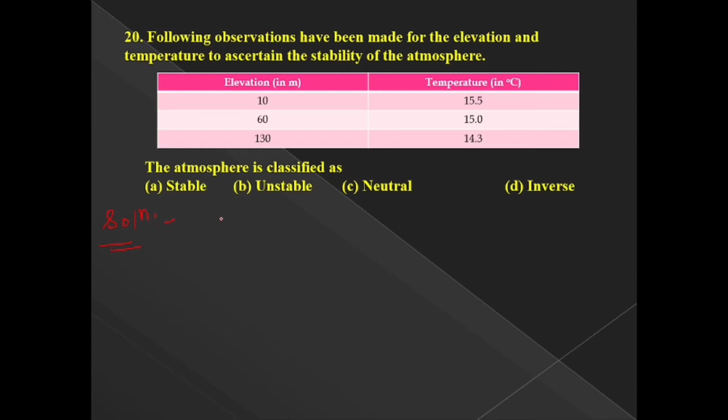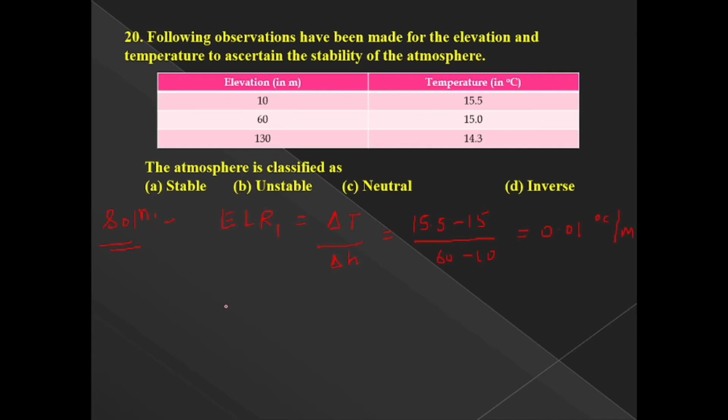There are 3 readings, so 2 ELRs are calculated. ELR1, the environmental lapse rate, is equal to the temperature difference divided by the elevation difference, or height difference. That is 15.5 minus 15, divided by the elevation change, 60 minus 10. So our value is 0.01 degree centigrade per meter.